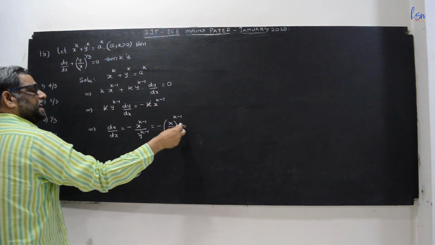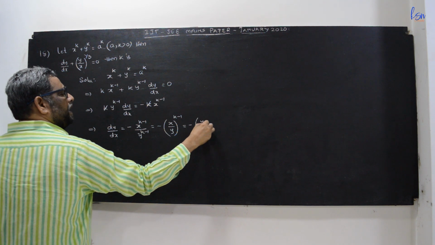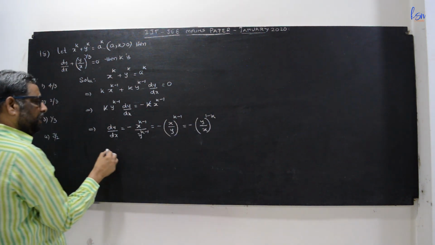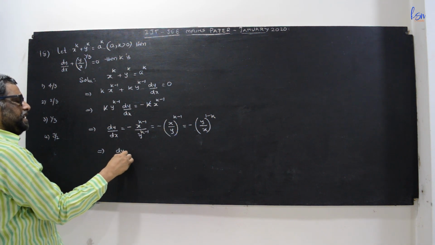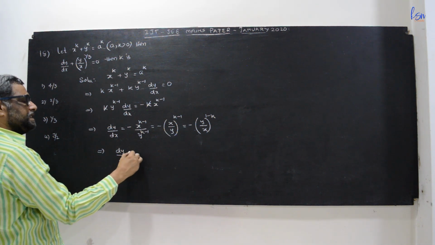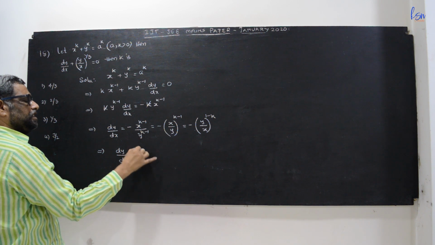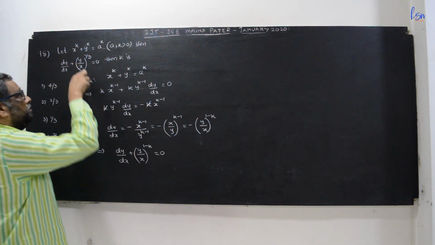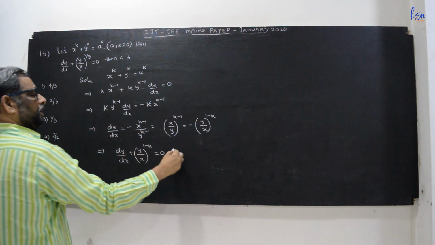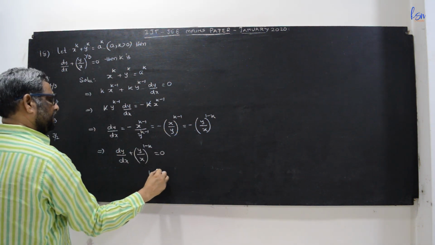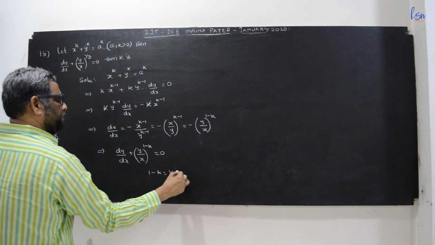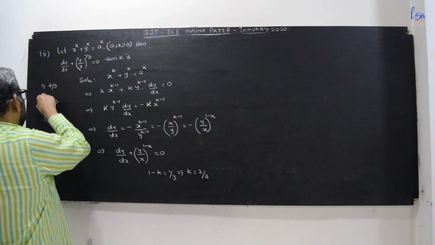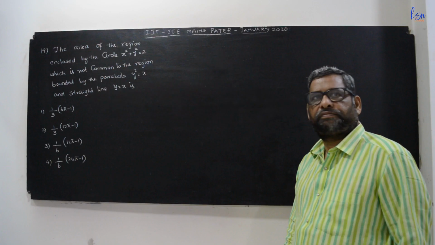So I will write this as minus (y by x) whole power 1 minus k, taking the reciprocal. So it can be written as dy by dx plus (y by x) whole power 1 minus k equal to 0. By comparing with the given equation, it implies 1 minus k is equal to 1 by 3, which implies k equal to 2 by 3. So the second option is the answer.